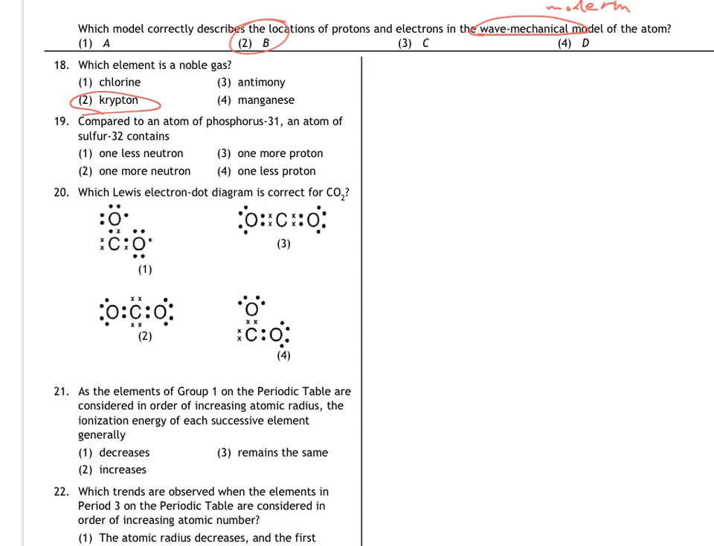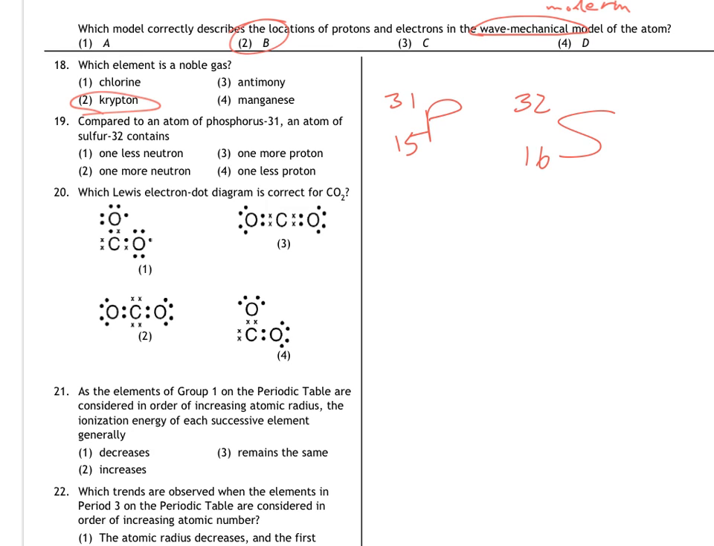Number 19, compared to an atom of phosphorus 31, an atom of sulfur 32, they're being pretty specific about this. 1 less neutron, 1 more neutron, 1 more proton, 1 less proton. So I'm going to actually show my work for this one. Here is phosphorus 31, and here's sulfur 32. Phosphorus has 15 protons. Sulfur has 16.